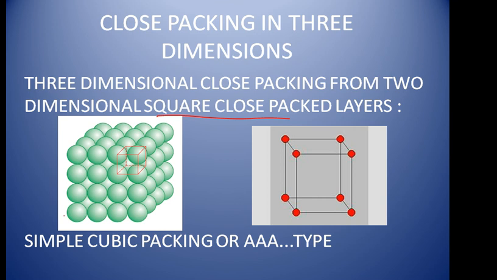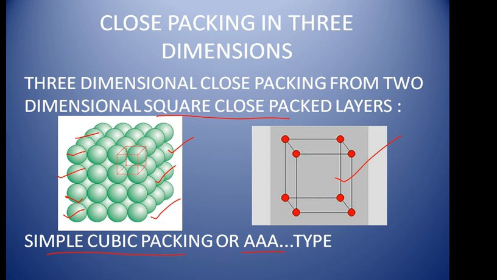So the first layer, second layer, third layer, fourth layer, fifth layer, all other layers are exactly the same. So you can consider this as AAA type. A means the first layer, then the second layer, then the third layer, all are similar. That is why AAA type. And this gives you simple cubic packing. That is this kind of structure. Simple cubic packing, this kind of structure.